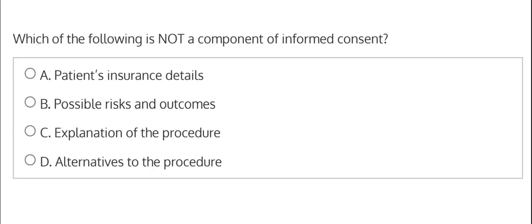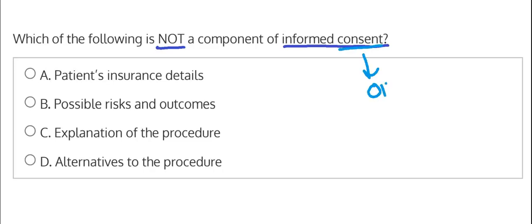Which of the following is not a component of informed consent? So we're looking for which is not part of informed consent, meaning that 3 of these choices will be components of informed consent.